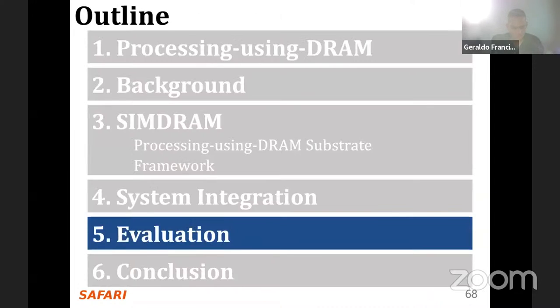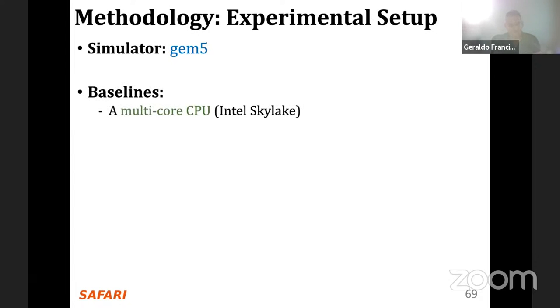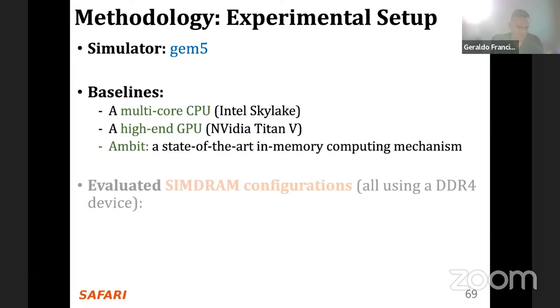So finally, I'm going to present some evaluation results of SIMDRAM. We extensively evaluate SIMDRAM. We did simulations based on gem5, and we consider three different baseline systems: a multi-core CPU, a high-end GPU, and also Ambit, which is the state-of-the-art in-memory computing mechanism, but uses Boolean operations instead of majority-based operations to do computation.